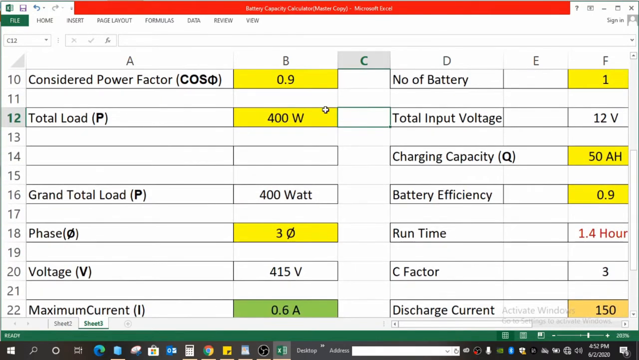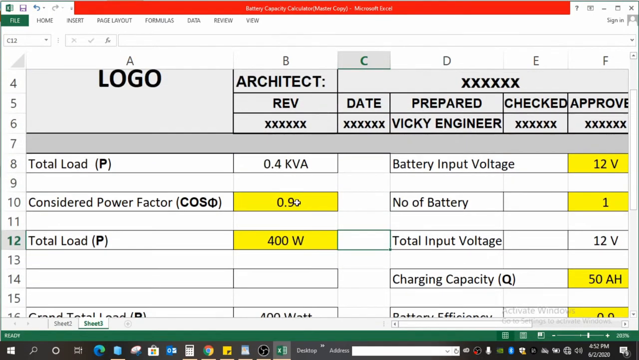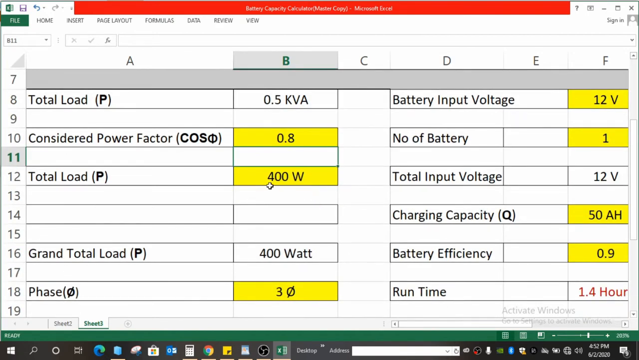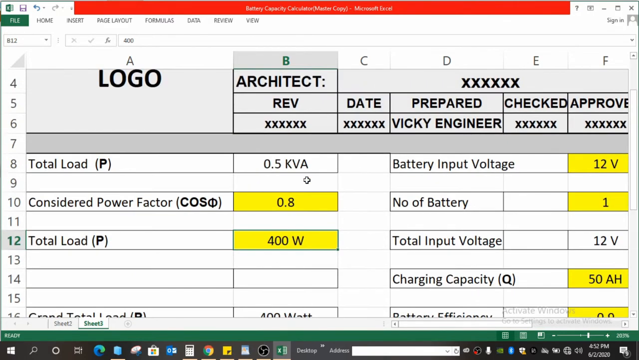As I have entered over here, the first is the power factor. Widely considered in India, the power factor is 0.8. So I am entering 0.8 as the power factor over here, and the total load I am considering here is 400 watt.